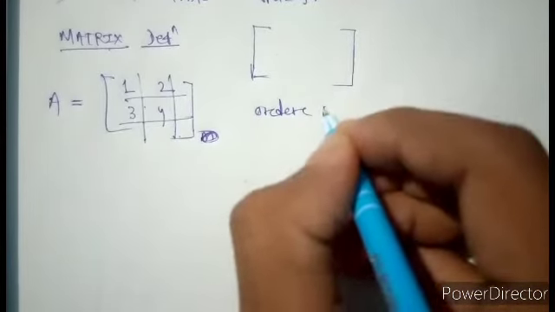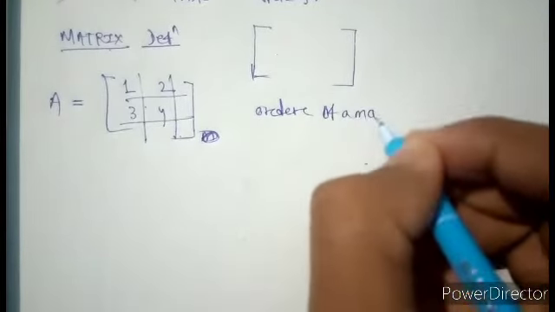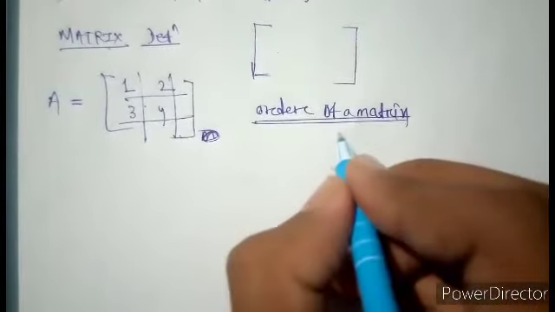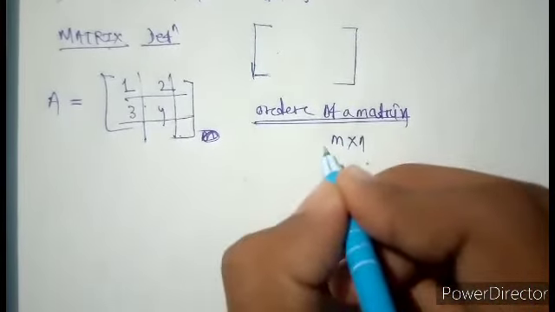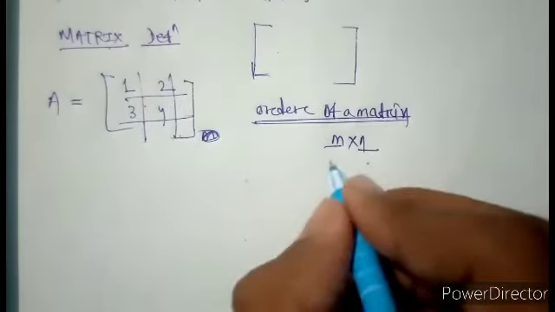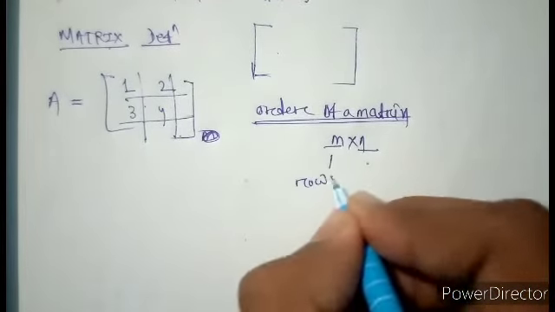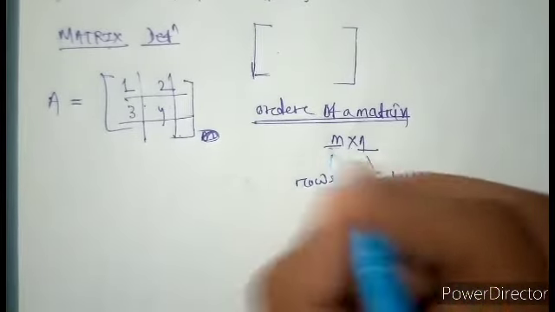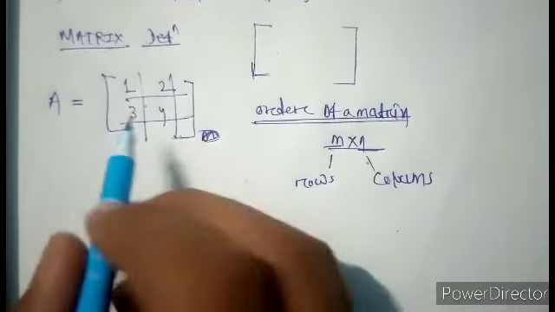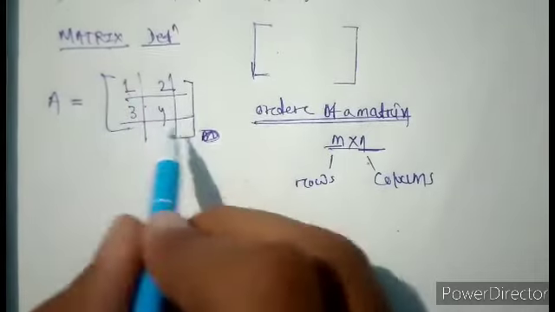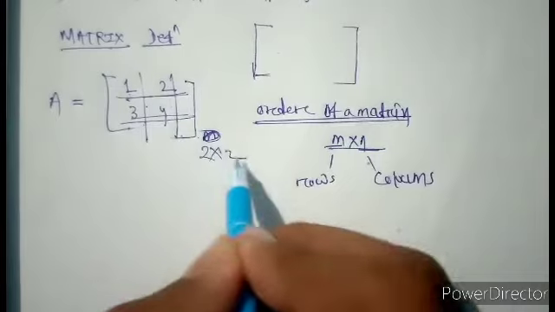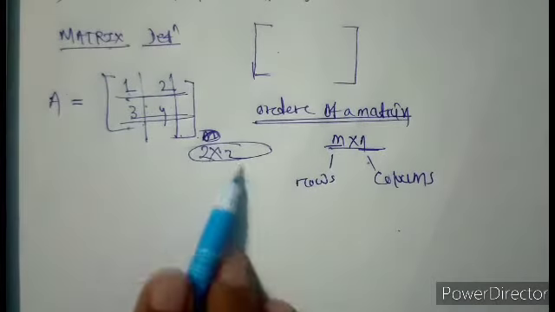What is the order of a matrix? Order of matrix is equal to m cross n. What is called m? What is called n? M denotes rows and n denotes columns. So m cross n. What is the order of this matrix? Row cross column, that is 2 rows cross 2 columns, so it is 2 cross 2 order.